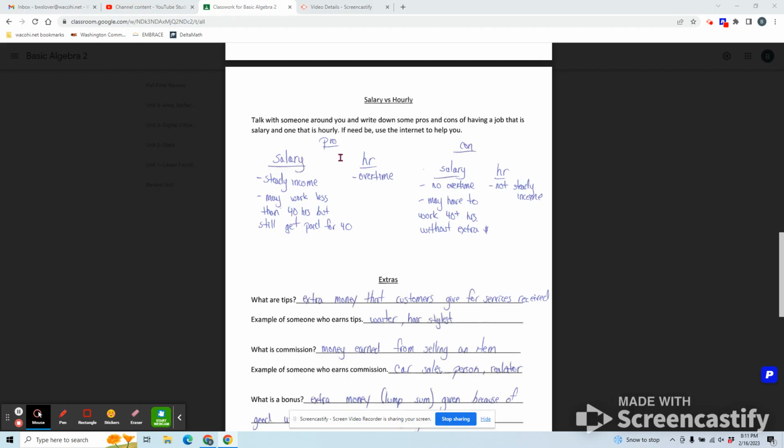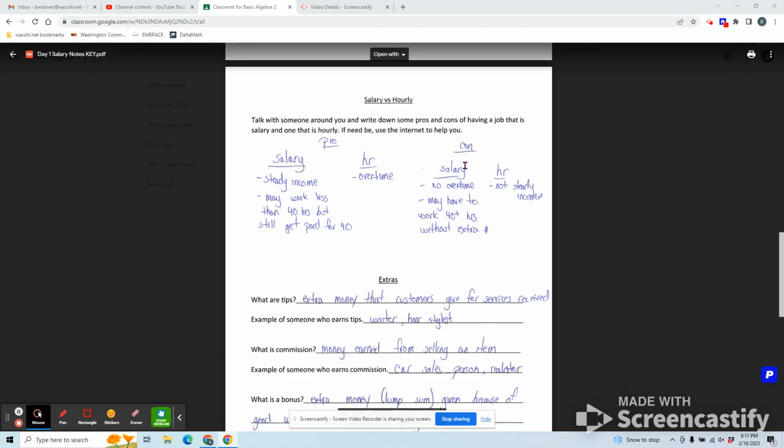Okay? Now, an advantage of hourly pay is you could get overtime. So you could get time and a half. You could get double time. And, working just 1 or 2 hours may not seem like a lot, but if you do it over the course of a year, that adds up to a lot of overtime, which could make you a lot of money.